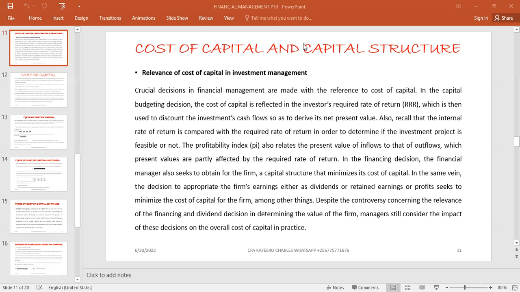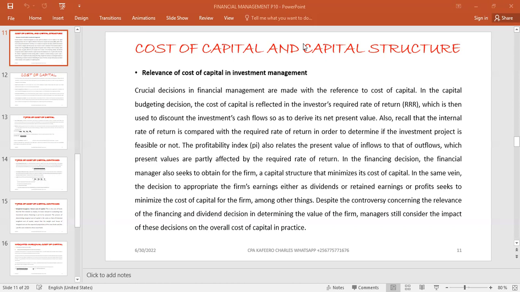In the same vein, the decision to appropriate the firm's earnings. Now we are talking about the dividend, the net profits, how we appropriate them into the retained earnings and the dividends we are giving to the shareholders, either as dividends or retained earnings, or profit, seeks to minimize the cost of capital for the firm, among other things. What we are basing on is, because to get that net profit, we have to get the revenue minus the cost. So if you have incurred high cost on capital, then we are expecting to be getting less net profit.